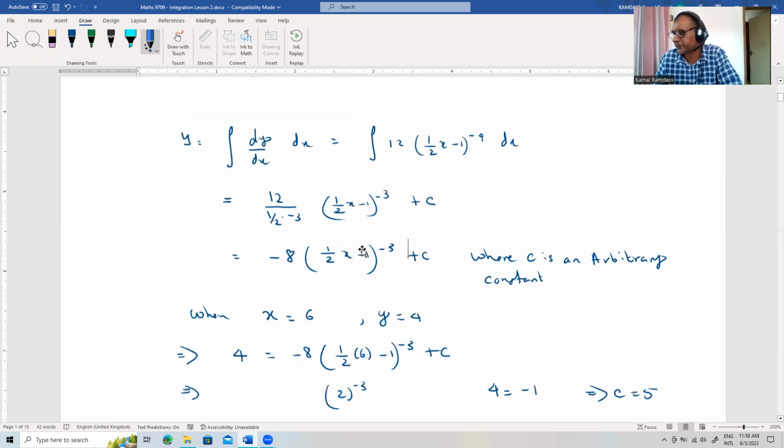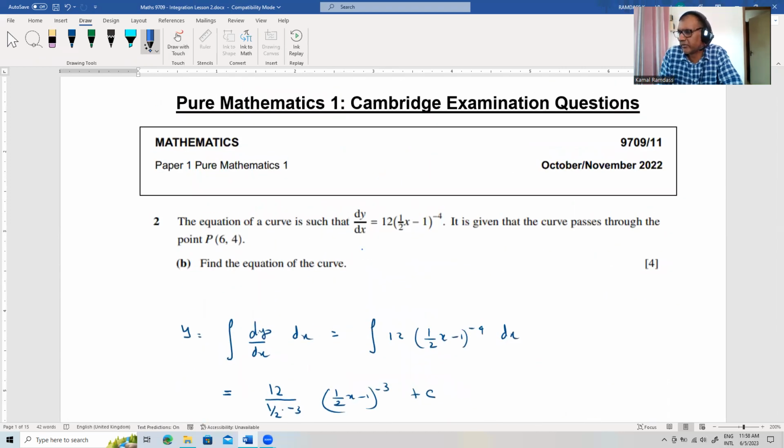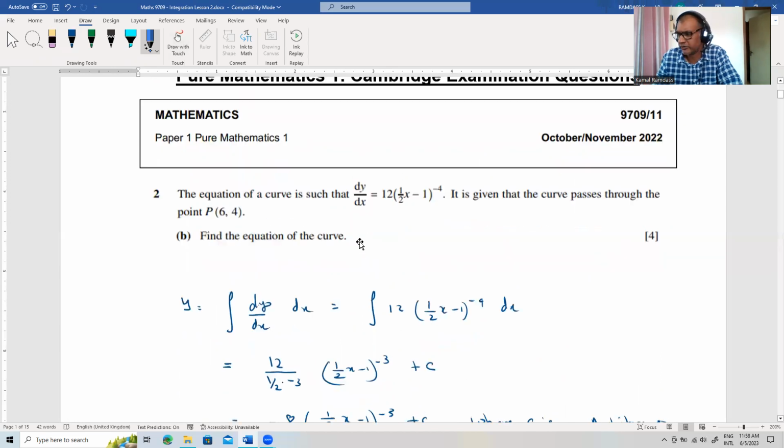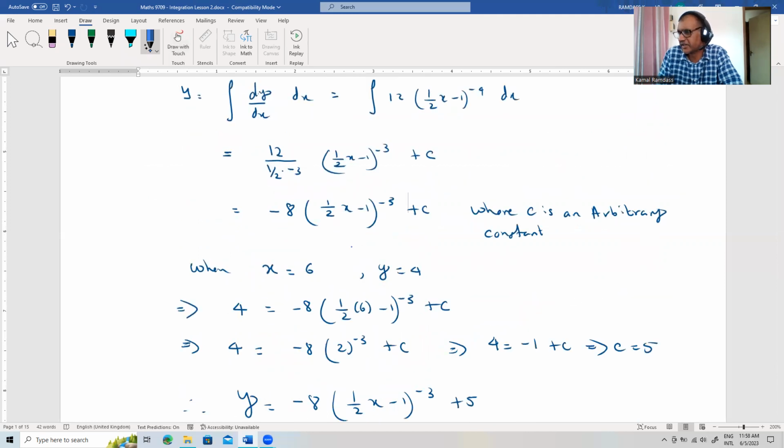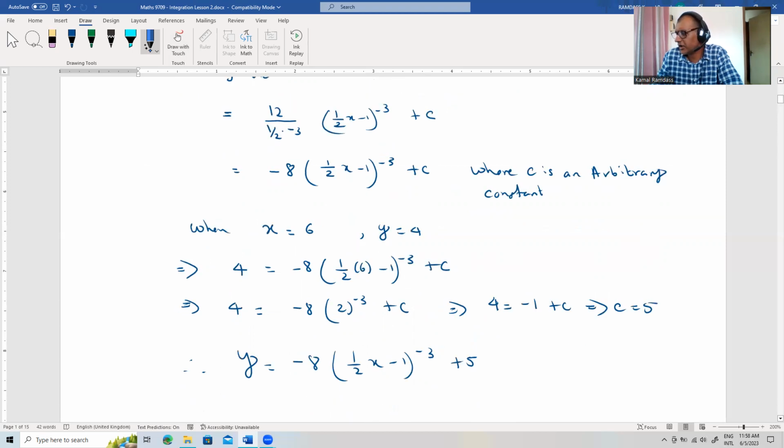Bon, à ce là, ta curve passe sur le point P, when x is equal to 6, y is equal to 4, et me remplacer, ça veut dire 4 égale à retirer 8 fois half, en bracket, 6 minus 1 to the power of minus 3 plus c, et là, moi, résoudre l'équation pour me trouver c, et me trouver que c is equal to 5, et là, me dire que the curve has equation y is equal to minus 8 multiplied by half x minus 1 to the power of minus 3 plus 5.